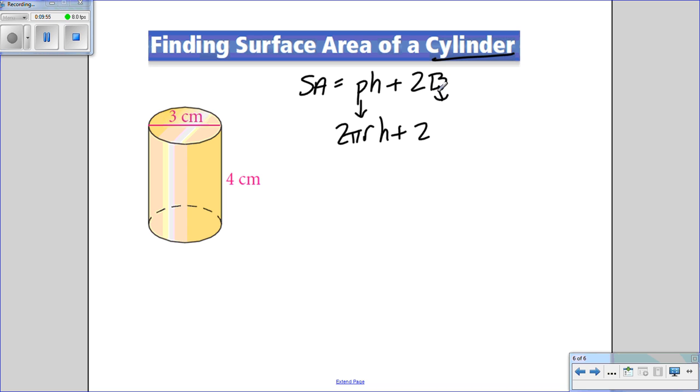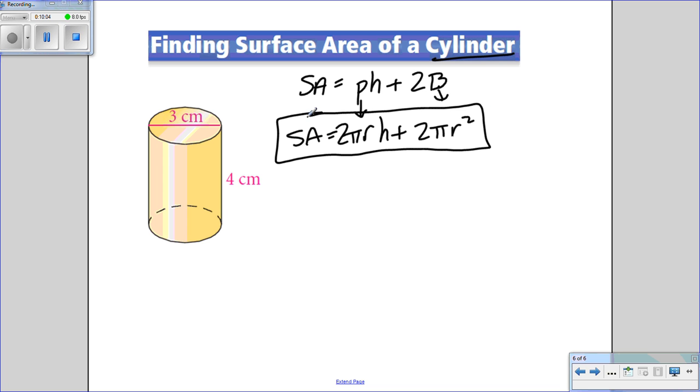And then the area of the base, which is going to be a circle, is always going to be pi r squared. So this is the formula for the surface area of a cylinder. So let's try our last example here. All right, we have 2 times pi times the radius. Now the radius would be from the center to the edge. Half of the diameter would be 1.5. The height is 4. And we have 2 times pi times the radius, which we figured out before, 1.5 squared.